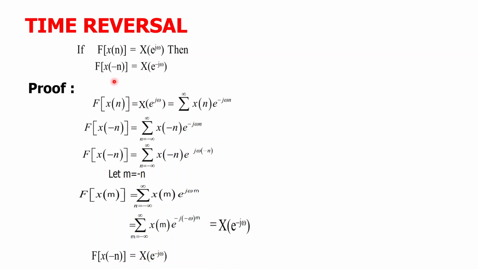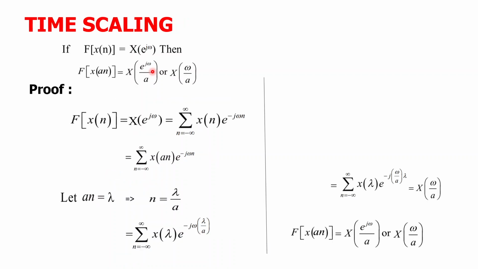So what time reversal property says: if the time has negative values, then its transformation will also have negative frequencies. We go for the next property, that is time scaling property. If x of e power j omega is the DTFT for x of n, then for the scaled version x of an, it will become x of e power j omega by a. If it is multiplied by a, it is divided by a in the frequency domain.